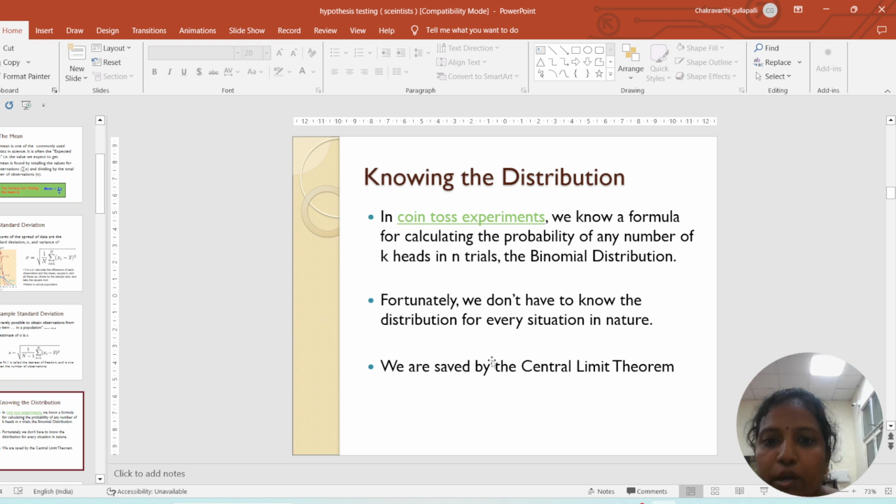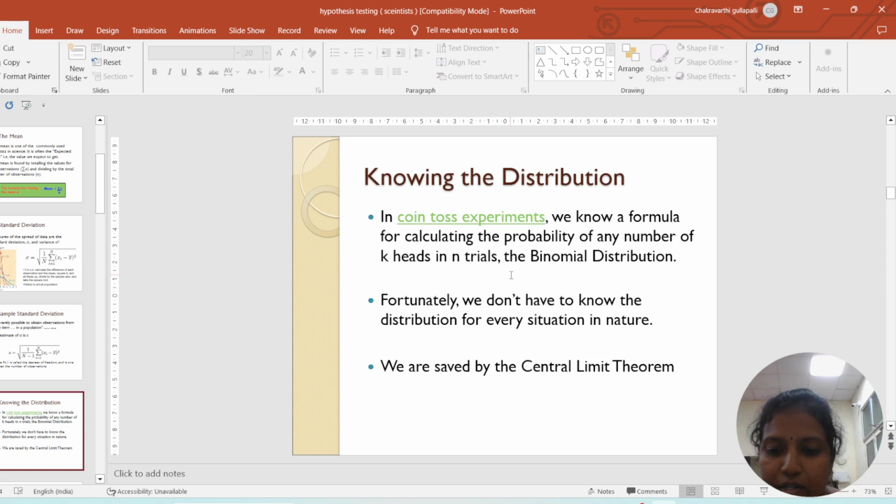So here we are talking about the distribution. For example, take the coin toss experiment. We know the formula for calculating the probability of any number of heads in n trials. This is also known as a binomial distribution. Fortunately, we do not know the distribution in every situation in nature.